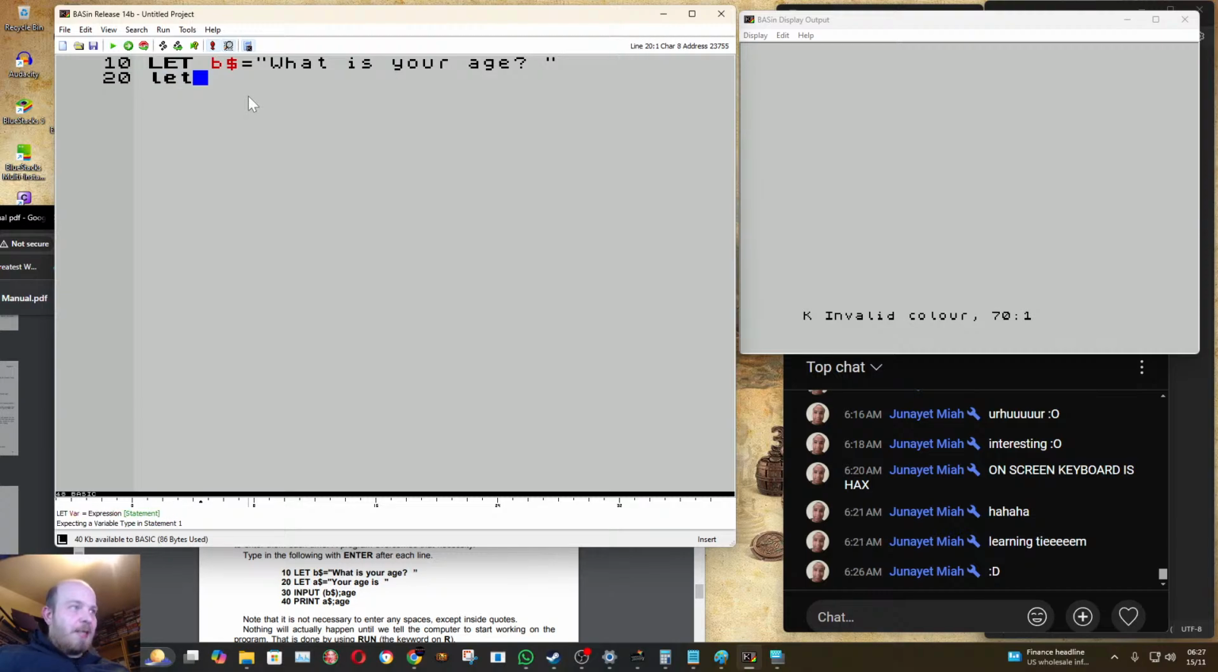And then 20, let $1 equal your age is space bracket, right? 30 input $B, and then this H, right? 40 print $1 H, and then 50 go to 10.